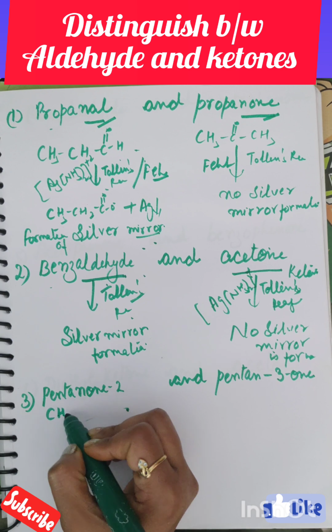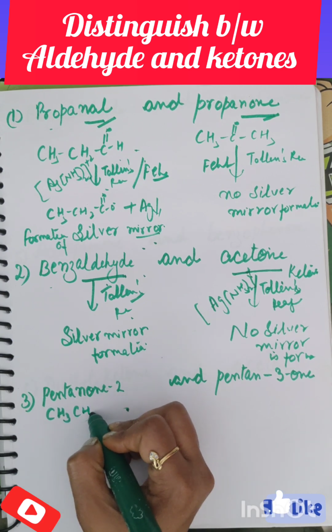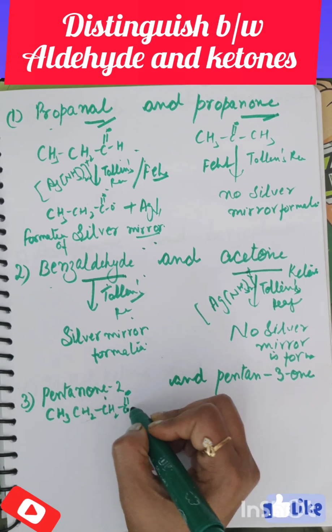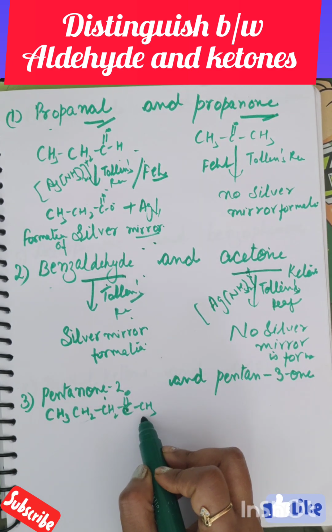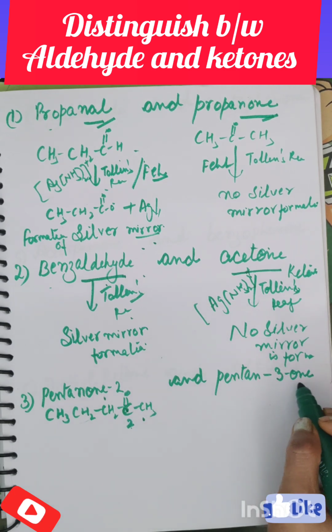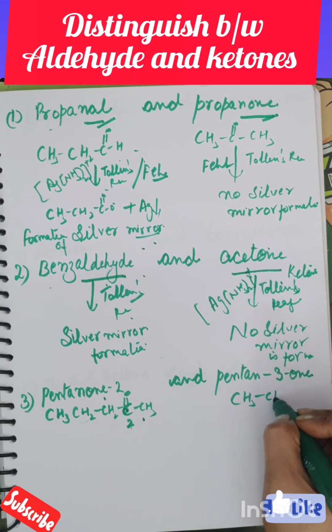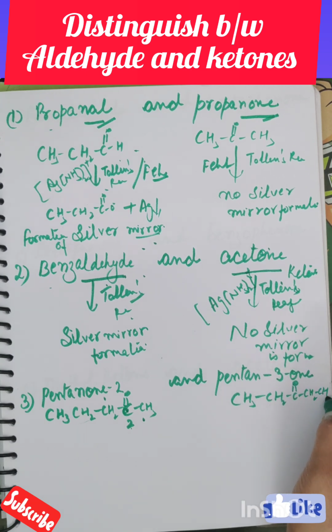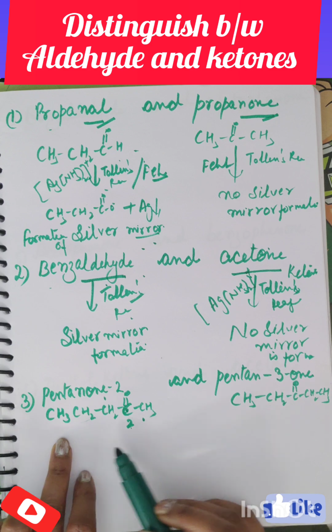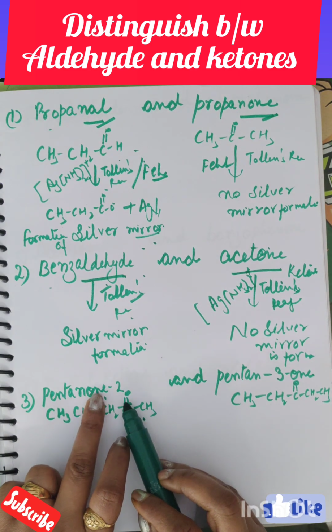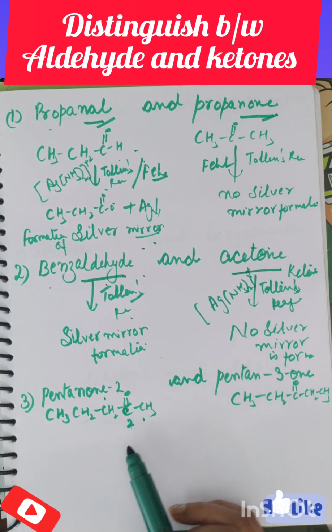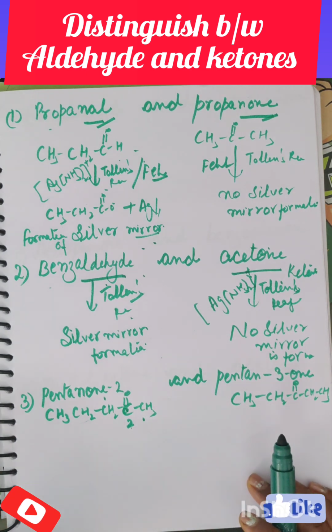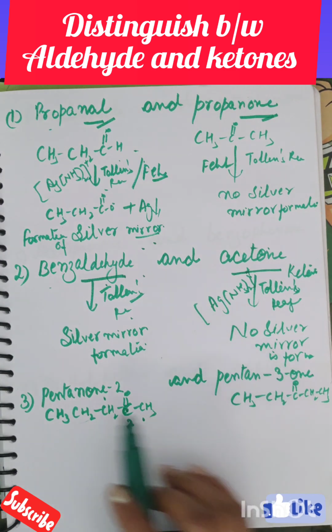Write the formulas: CH3CH2CH2C double bond OCH3. One is pentanone-2, with the ketone group at the second position, and in the second example, third position: CH3CH2C double bond OCH2CH3. Suggest one test to distinguish between pentanone-2 and pentanone-3. Means the ketonic group is present at second position or at third position. Do you have any test which can distinguish between the two ketones?